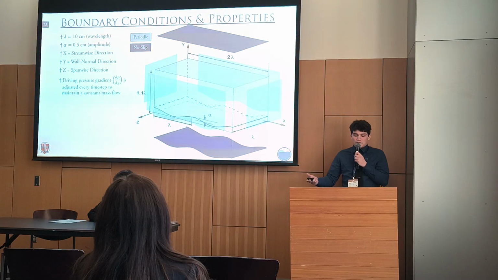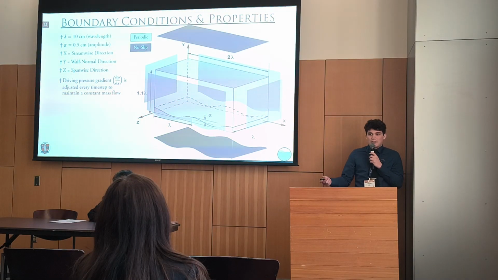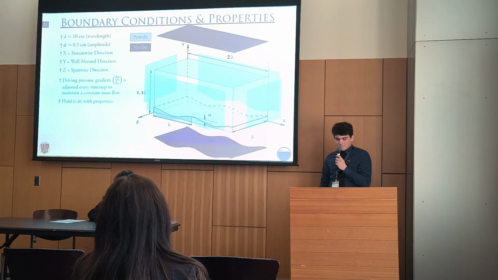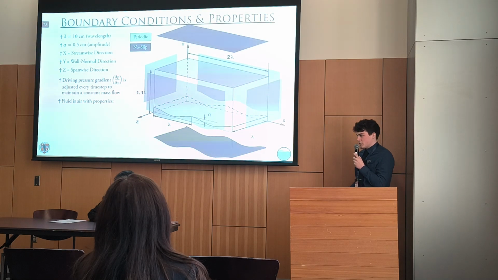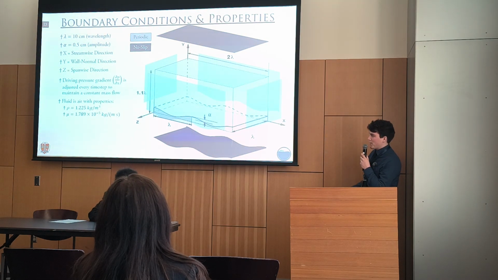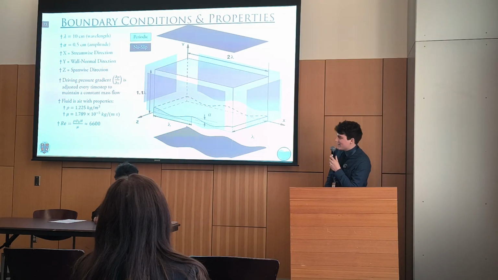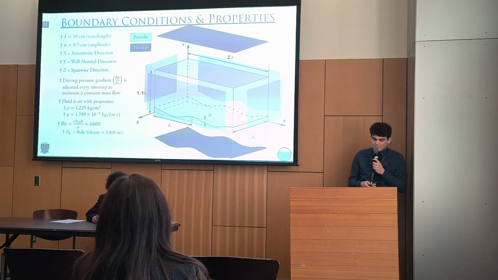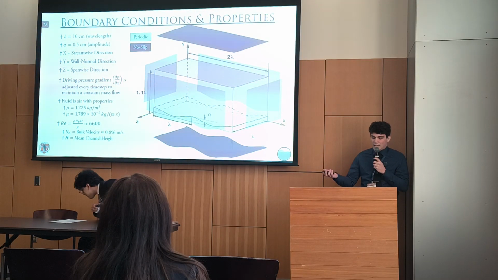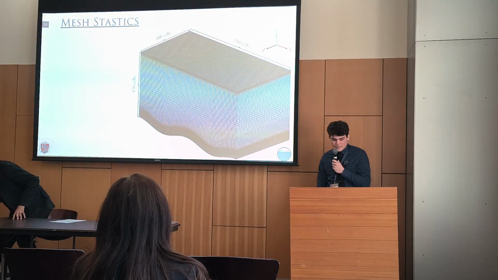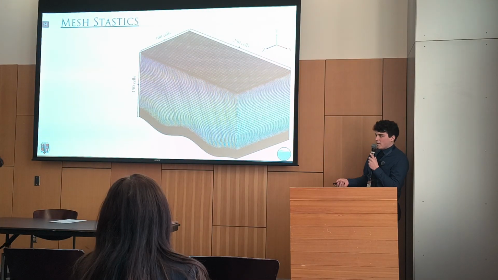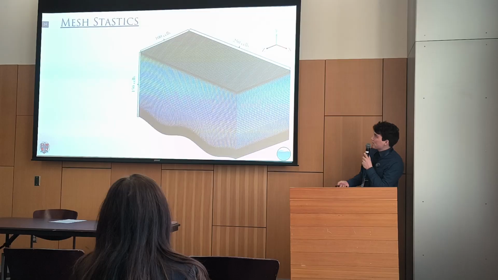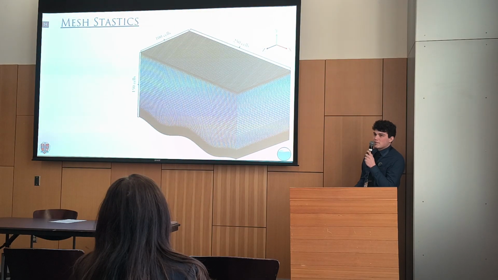We implemented a driving pressure gradient that was adjusted every time step to maintain constant flow rate. The fluid is just air with air's properties. We ran at a Reynolds number of around 6,600 with a bulk velocity of 0.896, and h is our mean channel height. Looking at our mesh statistics, in the streamwise direction, we have 250 cells.